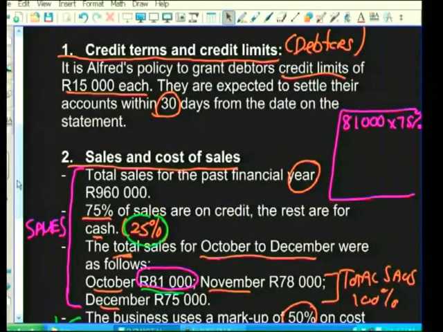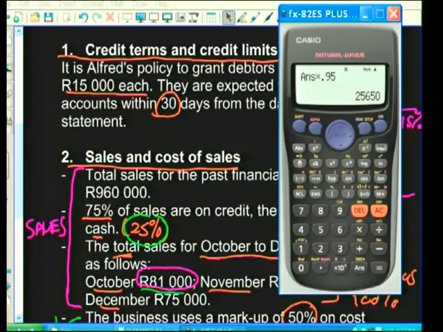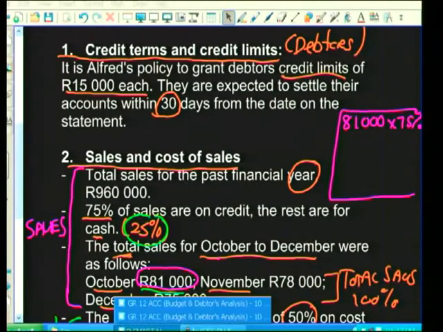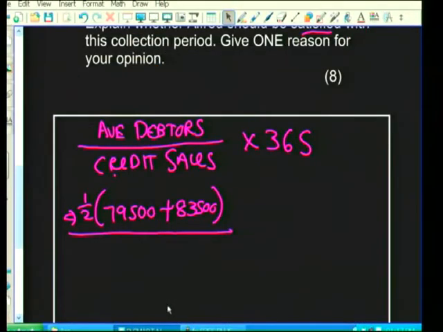And we came across this before. 75% of sales are on credit. So if I take my total sales for the year, which is 960,000, times this by 75%, my credit sales are 720,000. So let's take that through. So I've got my credit sales, there we go, 720,000. And remember, we're going to multiply this by 365.